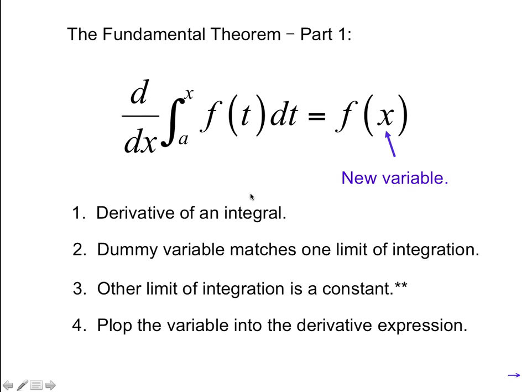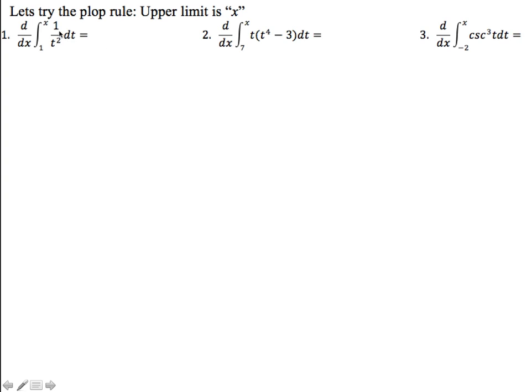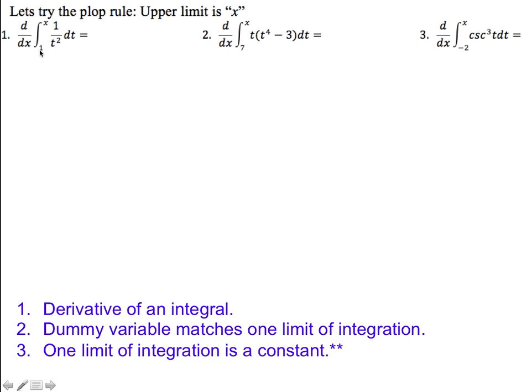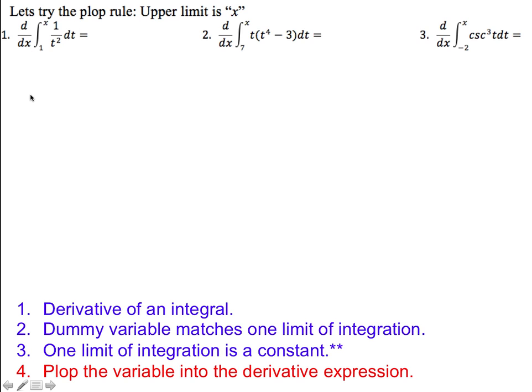So let's try this now with these three problems. First of all, we have to identify: am I being asked to take the derivative of an integral? And the answer is yes. Do I have a dummy variable that matches the limit variable? And the answer is yes. And I have a limit here that's a constant. So I have met these three conditions, and I can use the plop rule. I go ahead and plop in the x where I see a t. So the derivative of the integral of 1 over t squared is 1 over x squared.